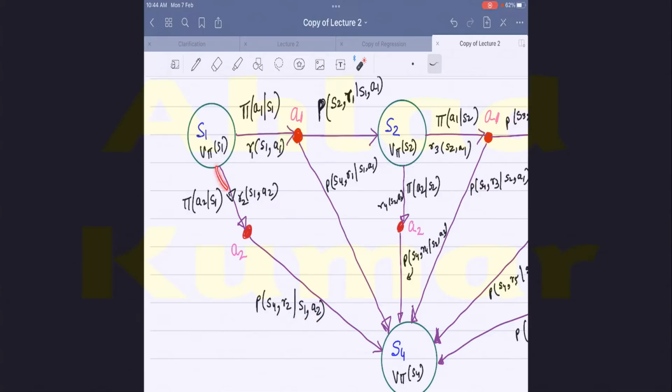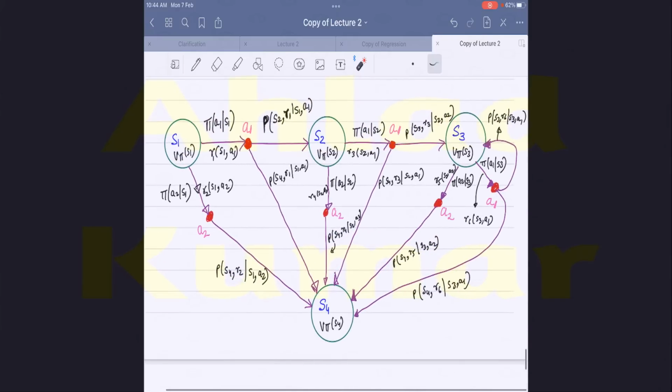So in this way, you will write down the expressions for the environmental dynamics, the policy that you have defined, as well as the rewards that you are getting in between the state transitions. So this is what I have given you for the state S1.